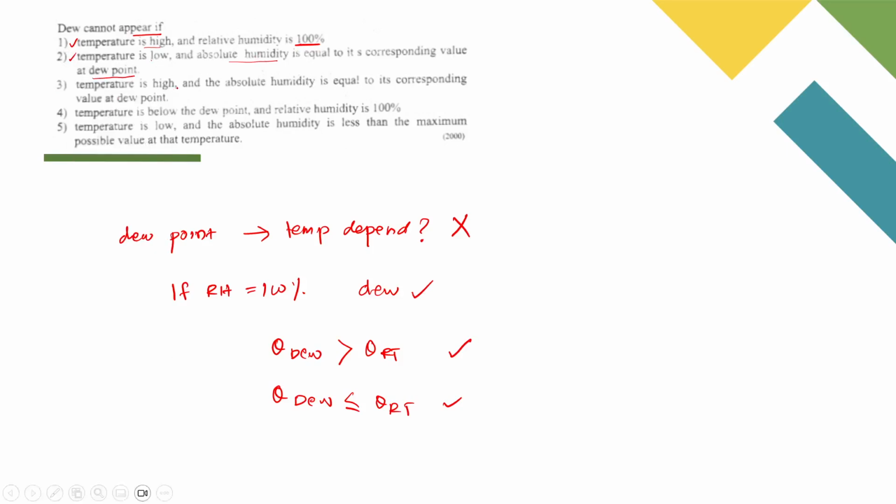Temperature is high. Absolute humidity is equal to corresponding value at dew point. Once again, it is the same idea. It is at dew point. Temperature doesn't matter, therefore dew will form. Temperature is below dew point, RH is 100%. If RH is 100%, dew will form. Temperature is low, the absolute humidity is less than the maximum possible value at that temperature. That means RH is less than 100%. Therefore, here dew will not appear.